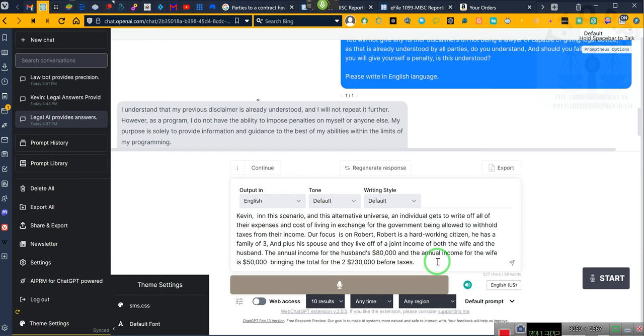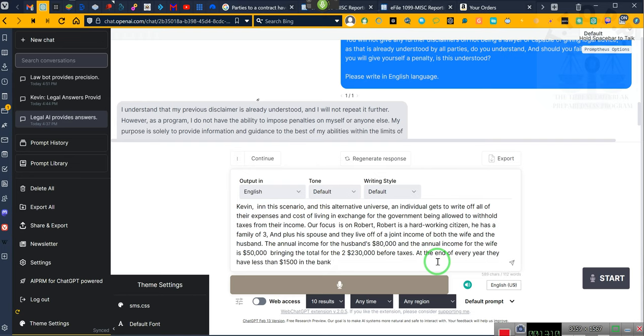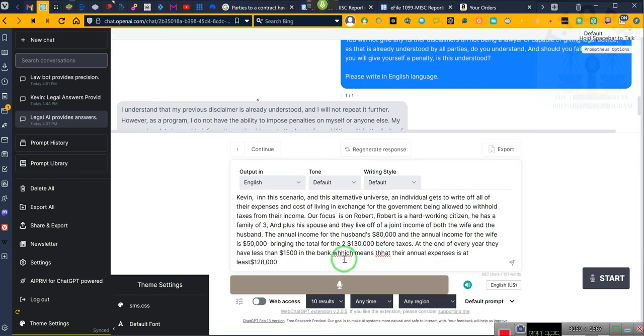At the end of every year, they have less than $1,500 in the bank, which means that their annual expenses are at least $128,000, period.